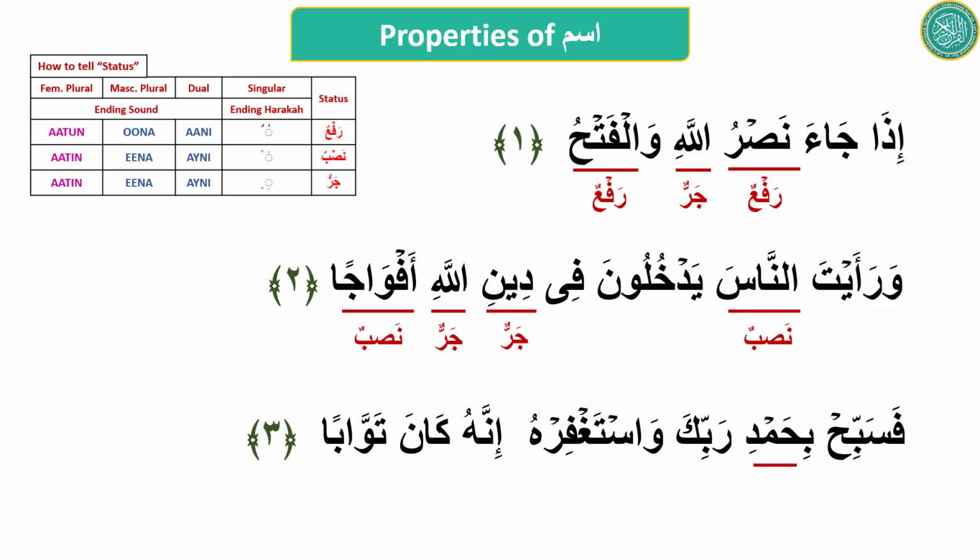Word is hamdi. It's jar because of the kasra. Rabbika is nasab because of the fatha. Just Rabbi, just Rabbi. Okay, Rabbi is jar. Tawaban is also nasab. Nasab. Very good.